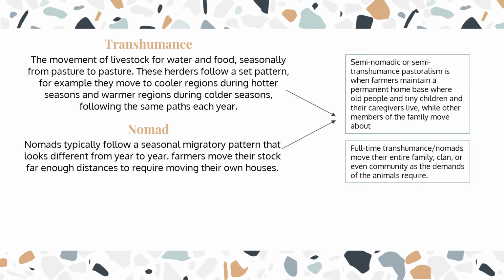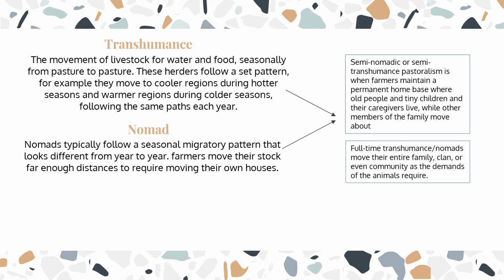I do want to mention that semi-nomadic or semi-transhumance pastoralism is when farmers maintain a permanent home base where old people and tiny children and their caregivers live. Right? So both of these can have a home base, but that's considered semi-nomadic or semi-transhumance, while other members of the family move about. Those capable of maintaining the flock or the herds are the ones moving around, taking care of these animals. And then full-time transhumance nomads move their entire family, clan, or even community as the demands of the animals require. Right? So there's full-time, and then there's part-time, basically.